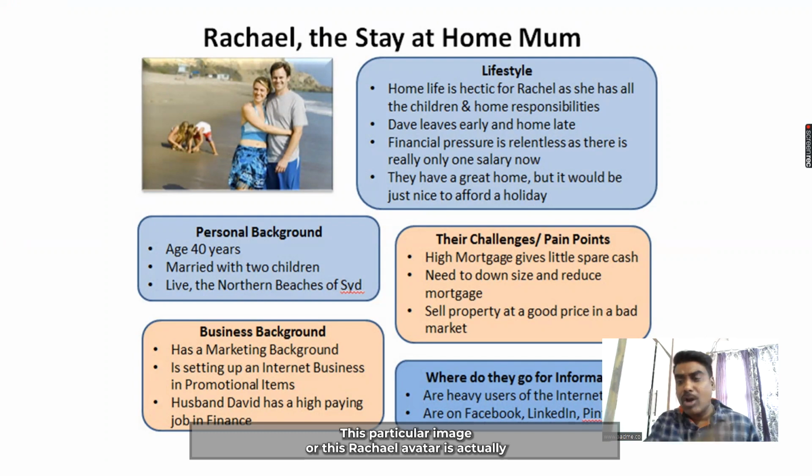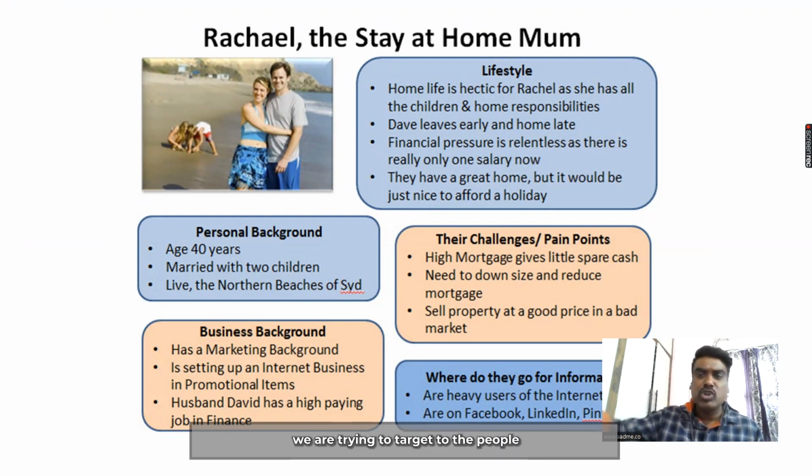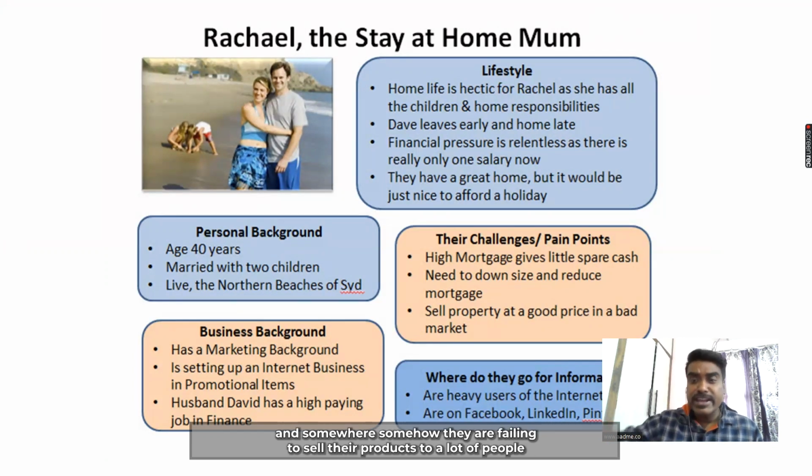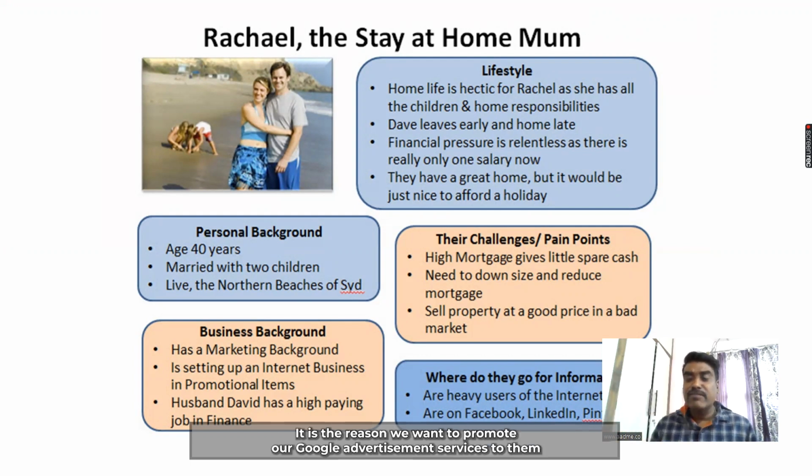This particular image or this Rachel avatar is actually the potential customer of our Google advertisement services. We are trying to target the people who are in the United States and trying to sell products on Etsy.com. And somewhere, somehow they are failing to sell their products to a lot of people because they are following a traditional way to sell their products. It is the reason we want to promote our Google advertisement services to them, so that they can take our help and sell more products online. So Rachel is absolutely an imaginary character.